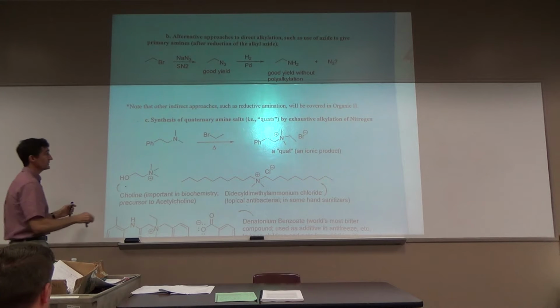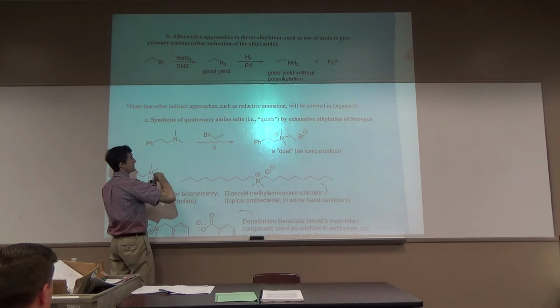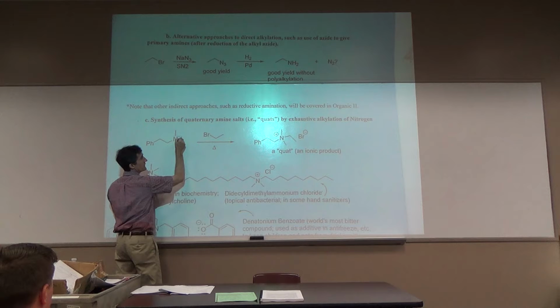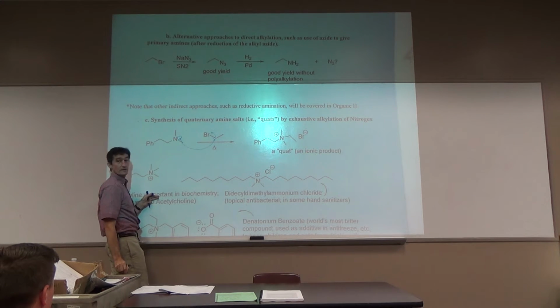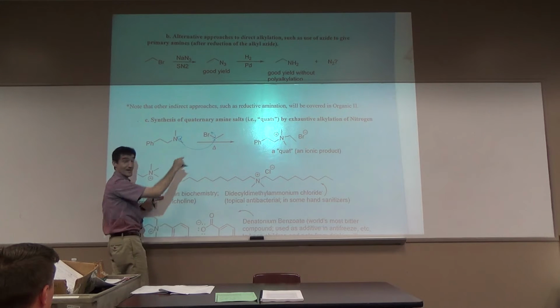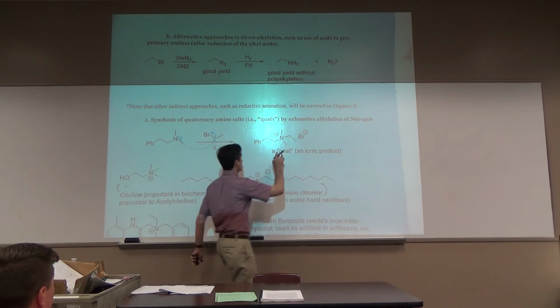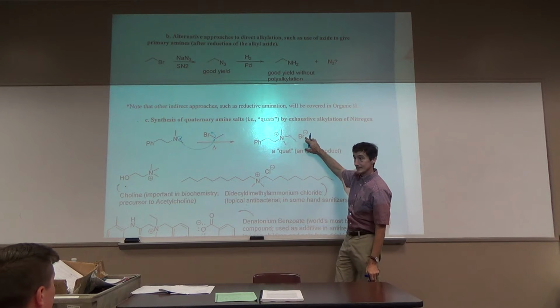How do you make quats? Well, how about this way? Does this theoretically work? What if these electrons came in here and did an SN2? What would that give? That. So the nitrogen has Br minus.